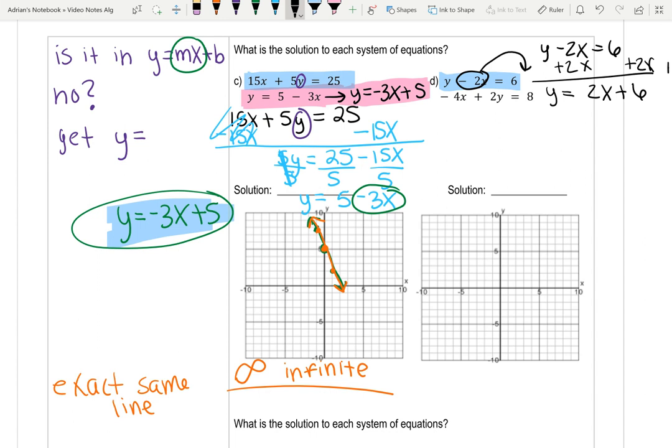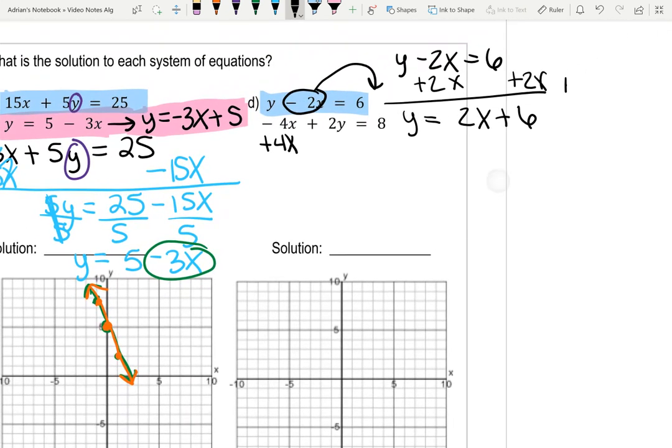And then my next one is also not in that form. I'm going to have to do the same thing I did on the last problem. So I'm going to start by adding the 4x to both sides. Those go away. I have 2y equals. And also make sure you don't accidentally combine these. 8 and 4x are not like terms. We can't add them together. So I just have to write them out.